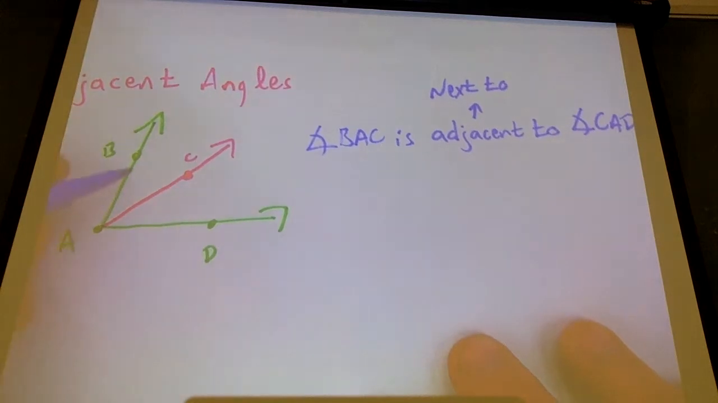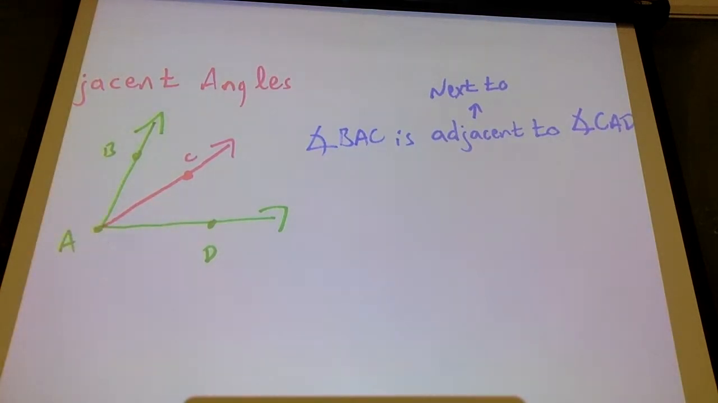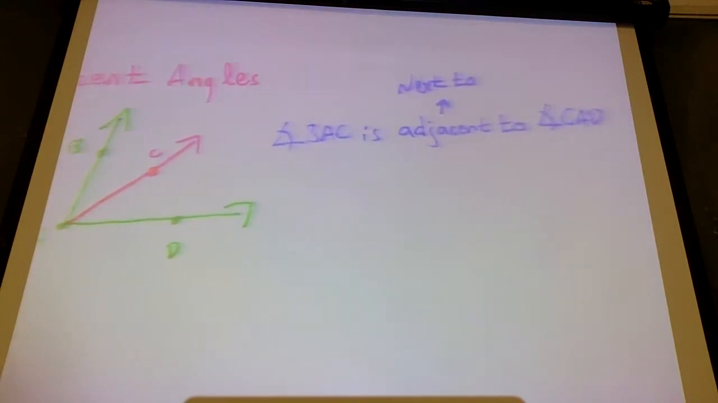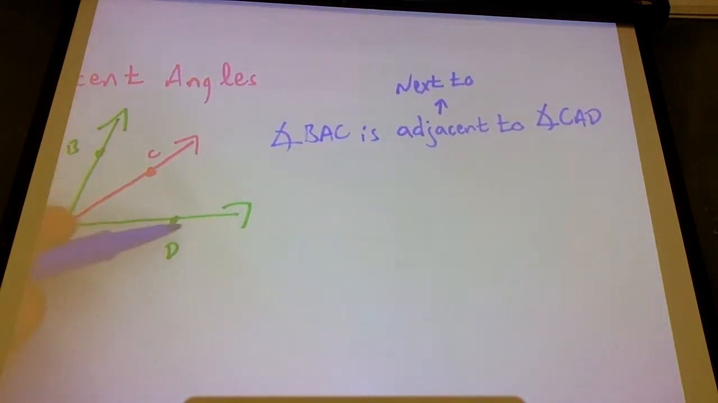And that's it. Angle BAC is made right here. DAC, or CAD, they share this side right over here. So these two angles are adjacent. Let's take a look at an example when angles share a side but are not adjacent. So BAC and CAD, they share this red side right here. They can share a side but not be adjacent. Let's take a look at an example of that.